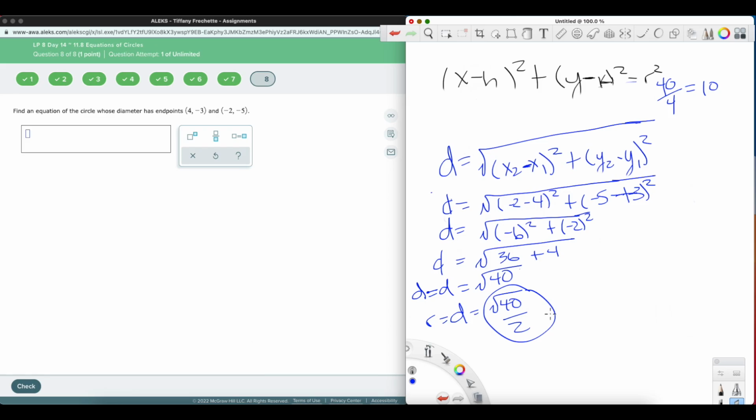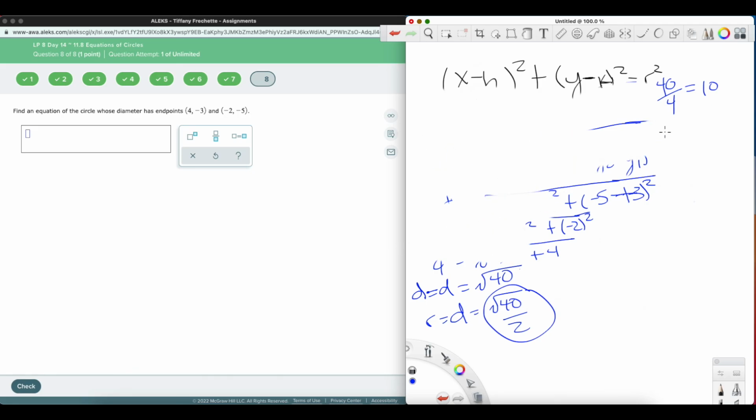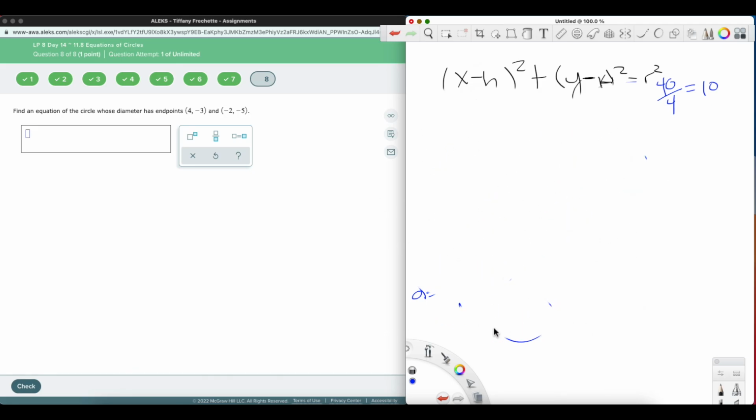Now I need my other two pieces. So I'm going to go ahead and erase all of this. And we're going to do the midpoint. So for the midpoint formula, oh darn it, gotta click on my pen here. I have x1 plus x2 divided by 2. So that'll tell me the coordinate for x for the midpoint. And then y1 plus y2 divided by 2. So we add the x's together and divide by 2. We add the y's together and divide by 2. And that'll tell us our midpoint.